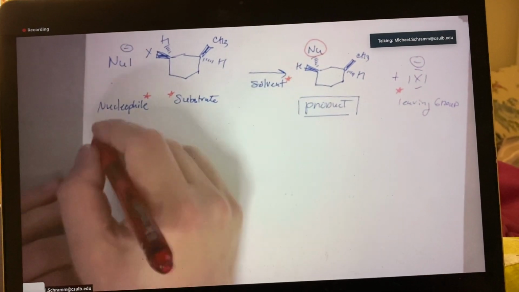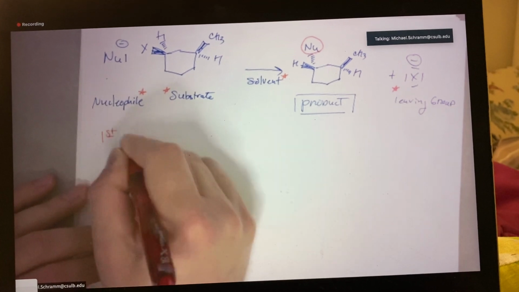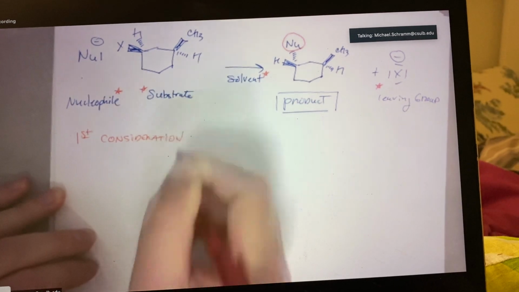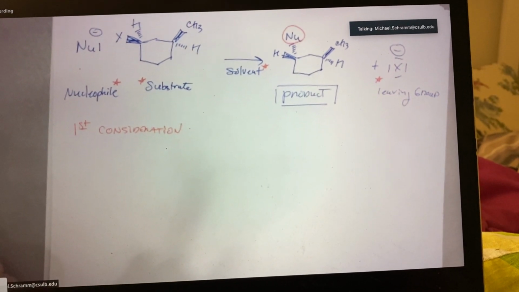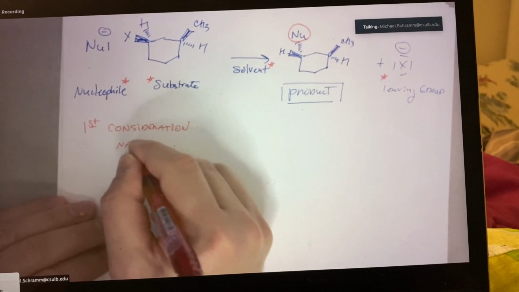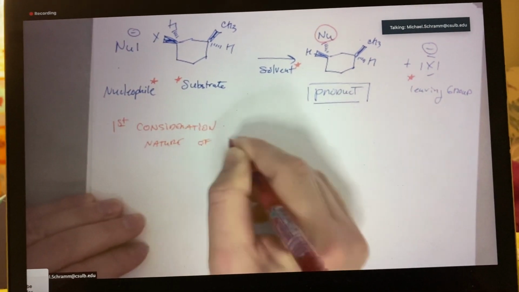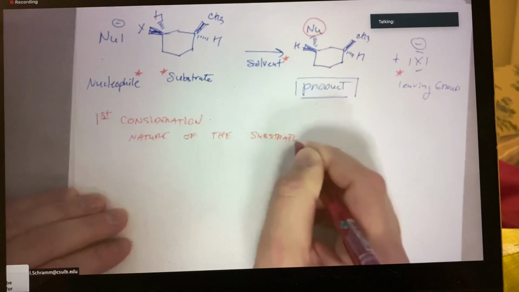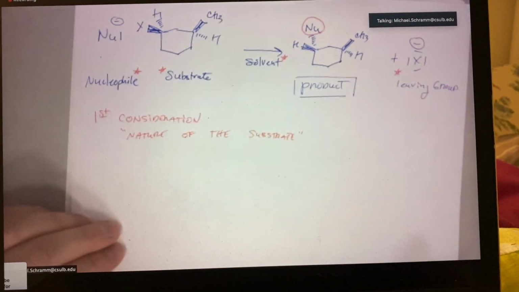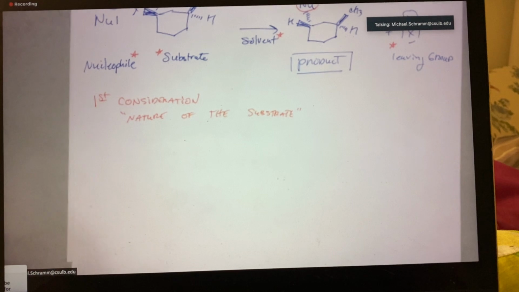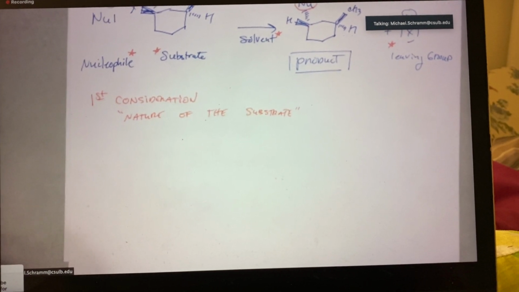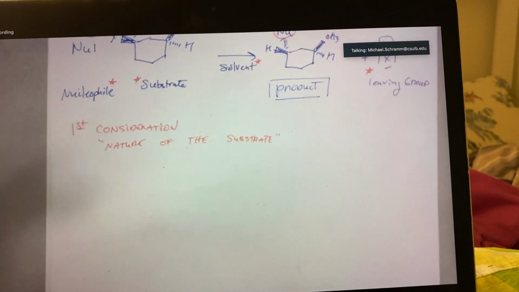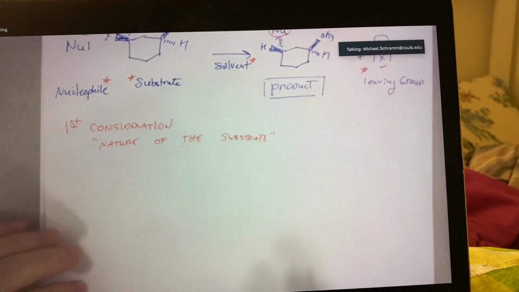The most important consideration is going to be our first consideration. Most important thing we can study or learn about is the nature of the substrate. I'm going to call our first thing that we think about in SN2 reactions the nature of the substrate. So we're going to learn about its nature, what it's like, and how that affects reactivity.